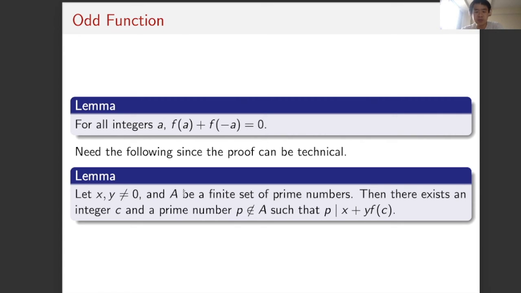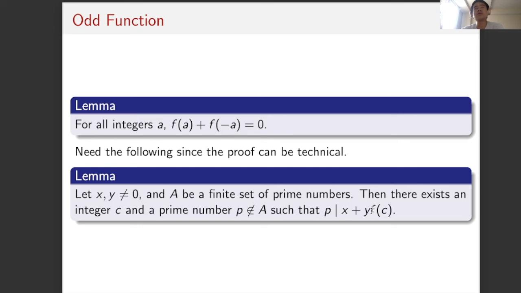Why would this lemma be useful? Now the intuition would be that if y is the same as f(a) plus f(minus a), and this is not 0, then we can find a prime number p that is not in our favorite set such that p divides x plus y f(c). Therefore, this would violate the fact that the left and the right-hand side of our original equation must have the same set of prime divisors.